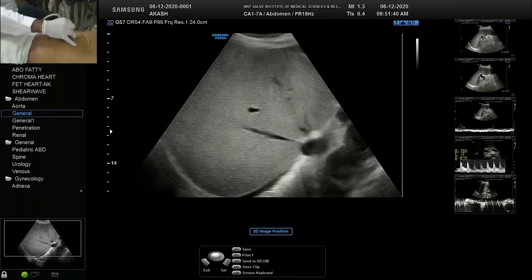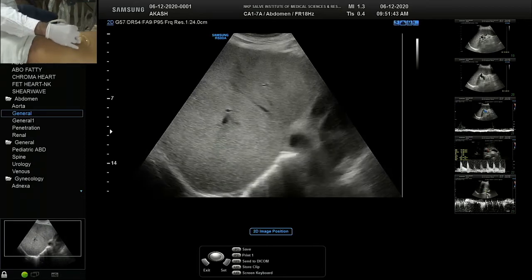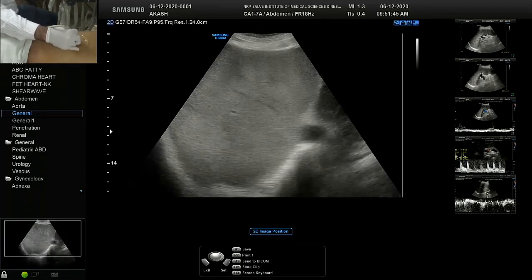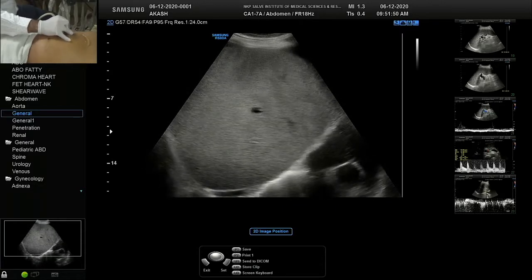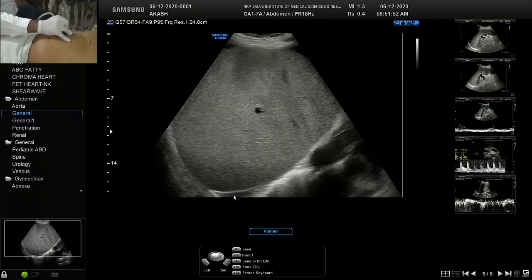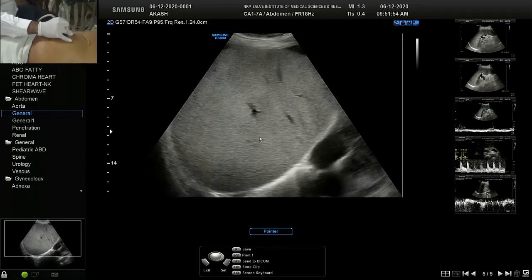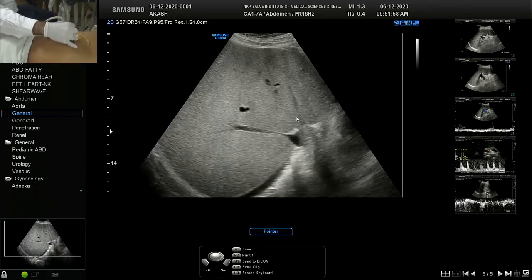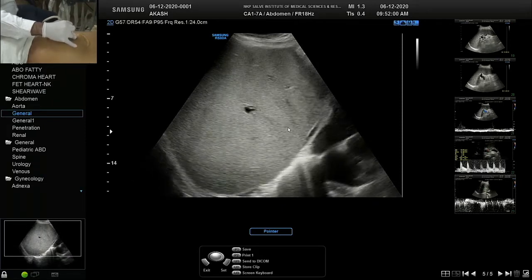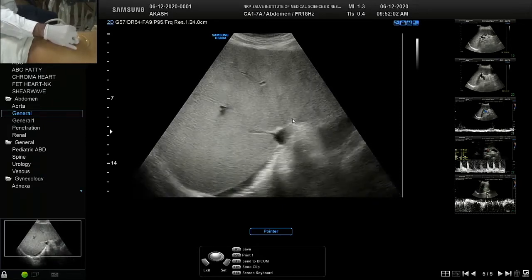So those are the hepatic veins. You can see little bit fluid there at the liver margin. This is hepatic vein 1, 2, 3, the right, middle, and the left one.